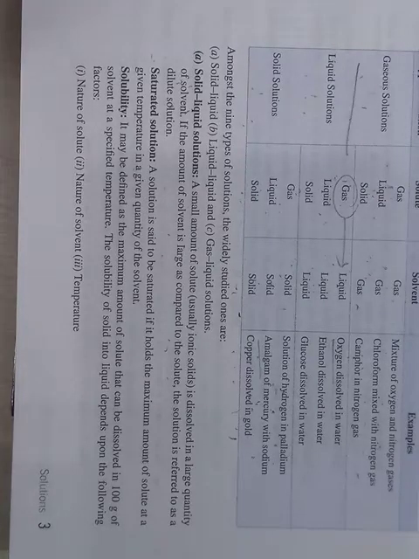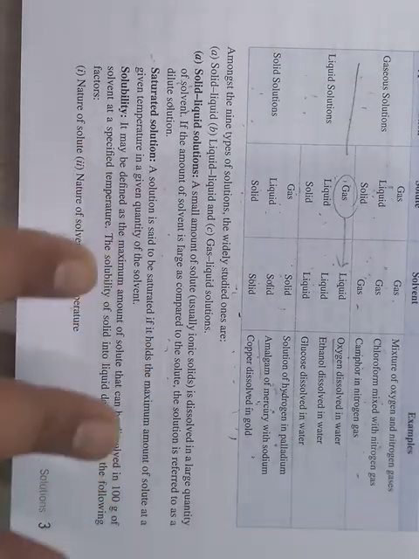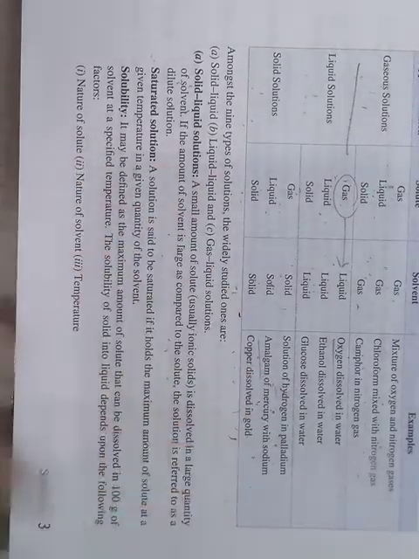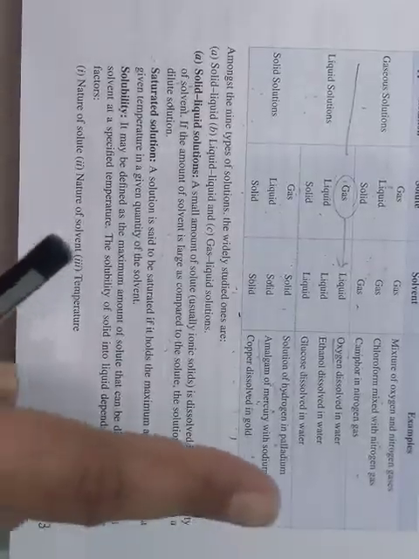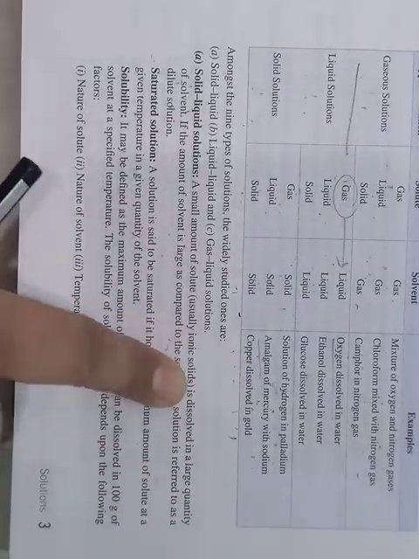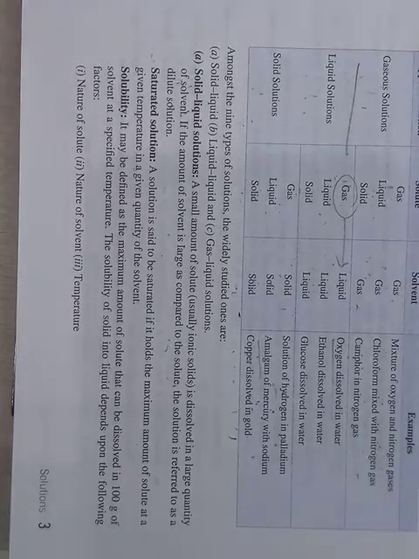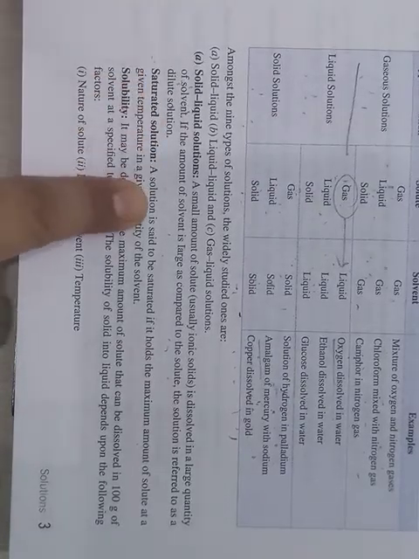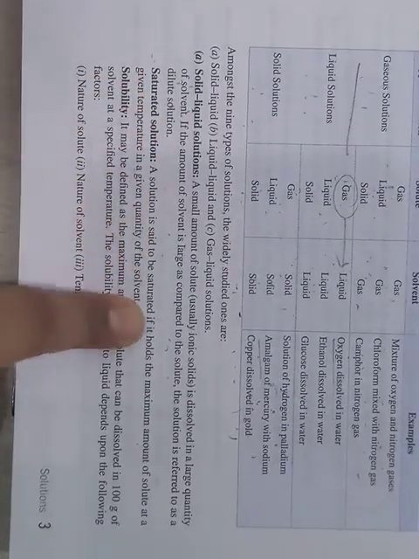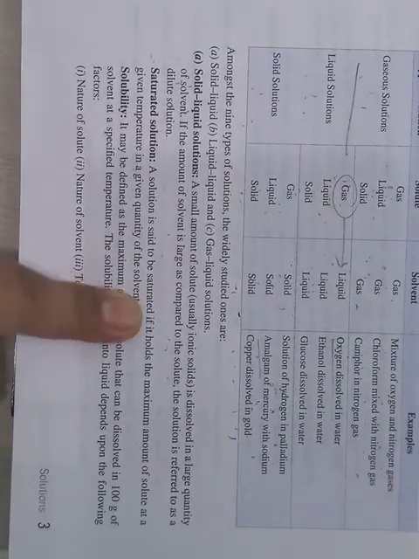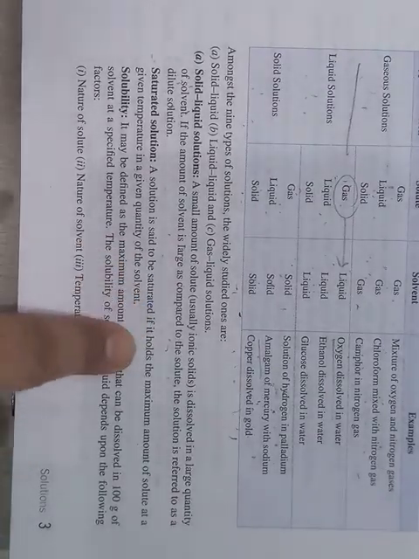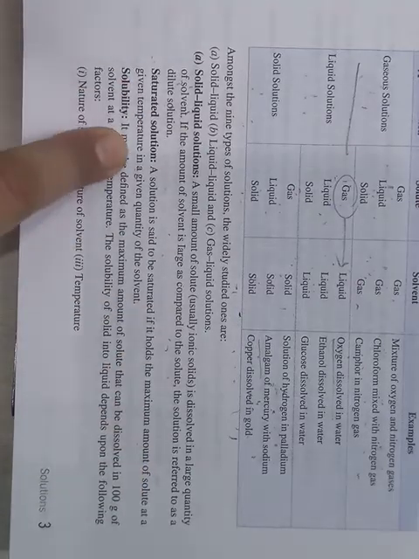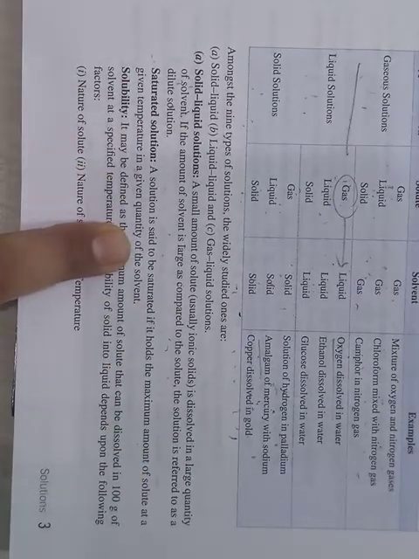If you add the maximum amount of solute, you will find that you have added 1 spoon, 2 spoons, 3 spoons, but after a certain amount the salt is not dissolving and is sitting at the base of the utensil. So you will find that now the solution is saturated. A solution is said to be saturated if it holds the maximum amount of solute at a given temperature in a given quantity of the solvent.